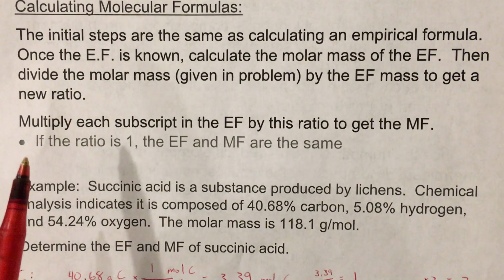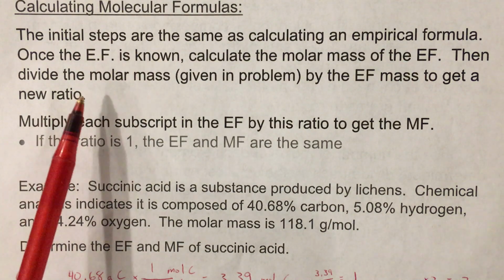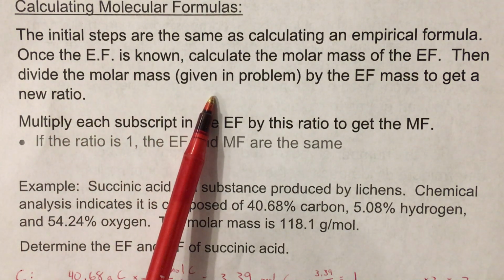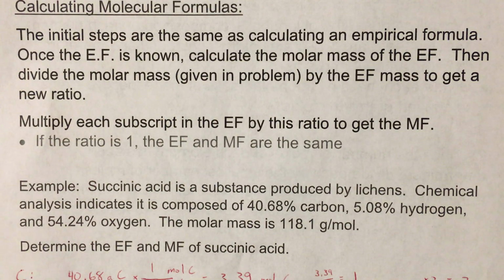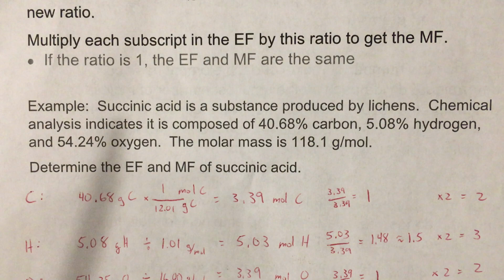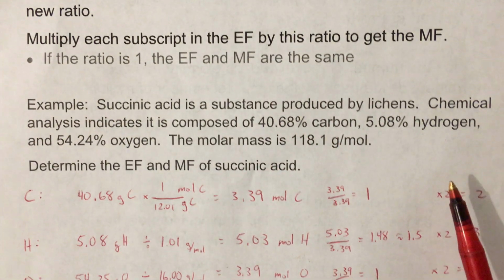And then you're going to divide that empirical formula's mass by the molar mass given in the problem of the actual molecule. And then you look at that ratio and you may have to apply a multiplier. And I'll explain that with this example here.